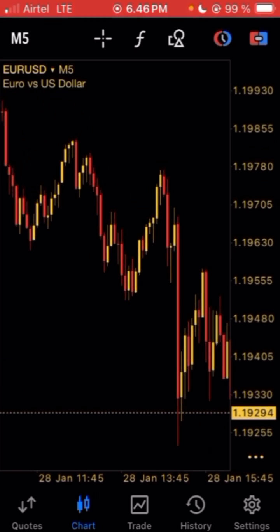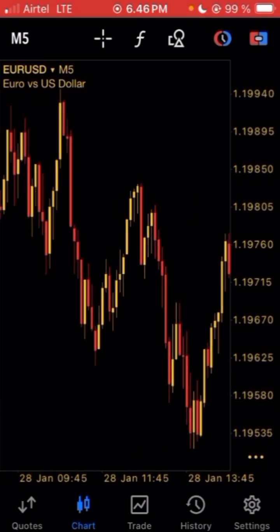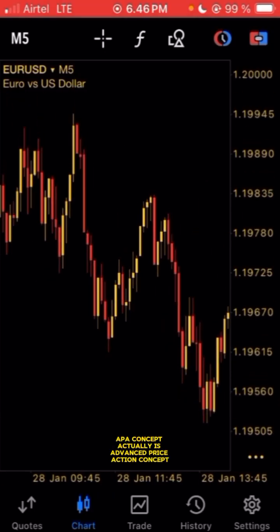Now, what is the APA concept? The APA concept actually is the advanced price action concept. It actually comes from price action, right? So obviously price action is there. Now, before we start on what is in the APA concept, what exactly is from the price action concept, like price action in general, right? So a price action trader has these three things, or four. Let's just say four, right?